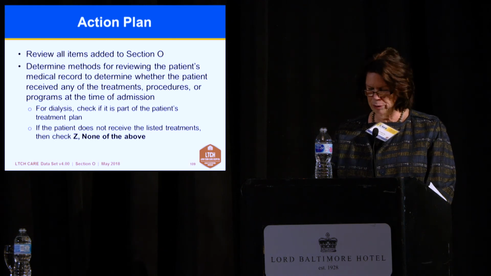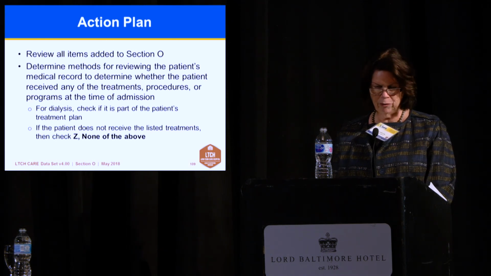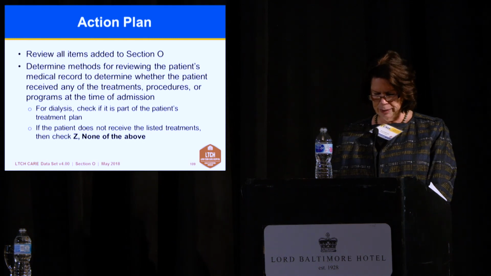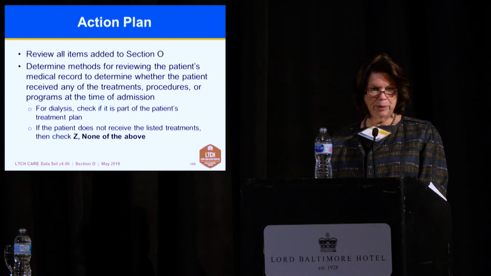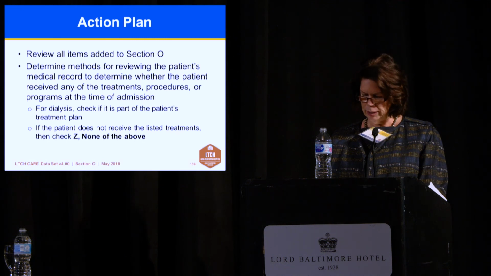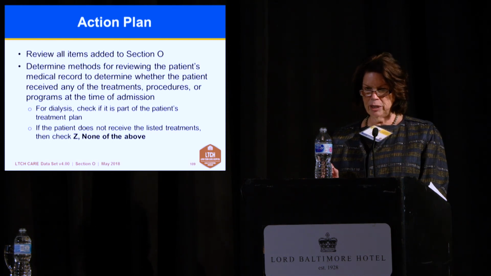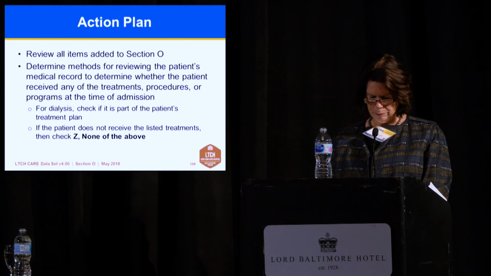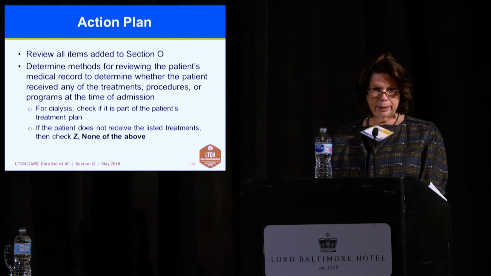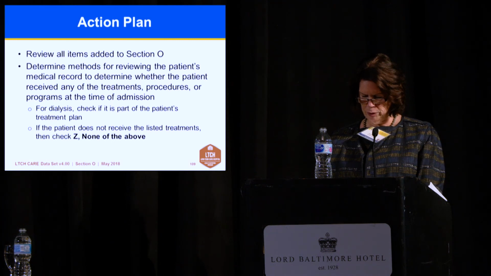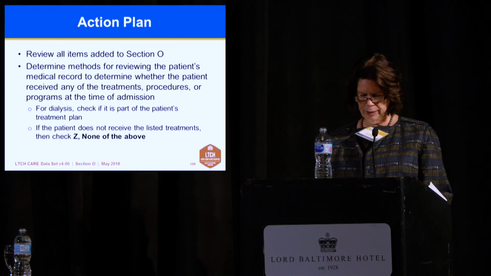As always, you're going to develop your own individualized action plan that works best for your setting and your facility, but I recommend that you review all items added to Section O. You determine the methods for reviewing the patient's medical record to determine whether the patient received any of the treatments, procedures, or programs at the time of admission, particularly around documentation around deemed medically unready or deemed medically ready for the SBT. For dialysis, you are going to check if it's part of the patient's treatment plan, and if the patient doesn't receive any of the listed treatments, then you're going to check C, none of the above.